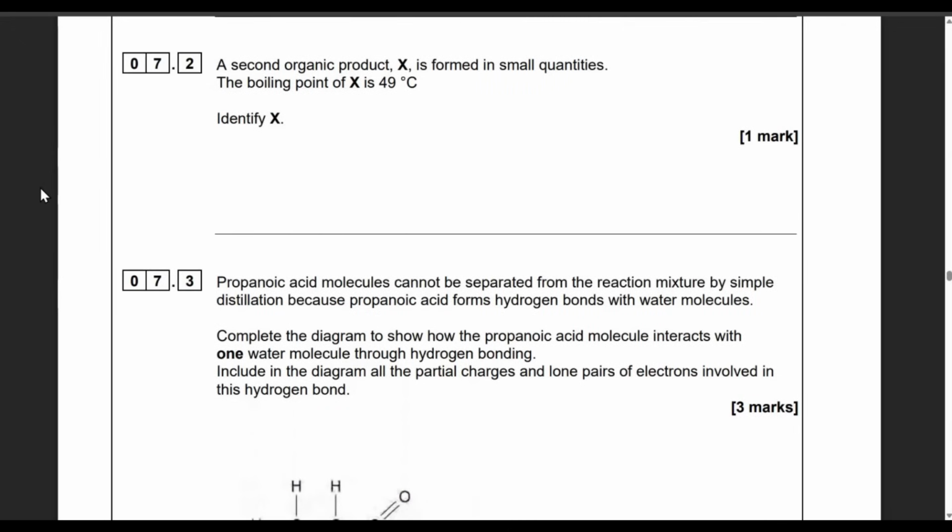Okay, 7.2. A second organic product X is formed in small quantities. The boiling point of X is 49 degrees. That's quite a low boiling point. It's quite a volatile substance, something that evaporates easily. Identify X. Well, let's go up and look at what this small side product could be during this oxidation of propan-1-ol. So we're going to scroll up.